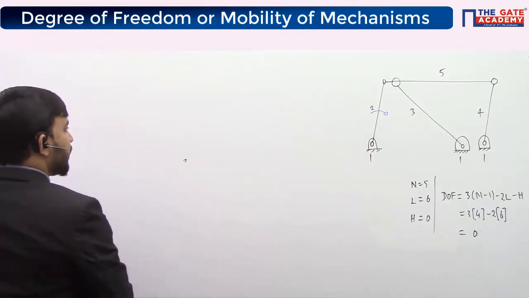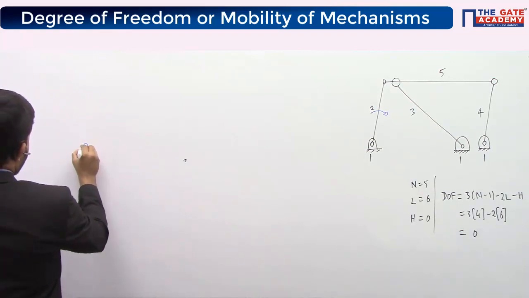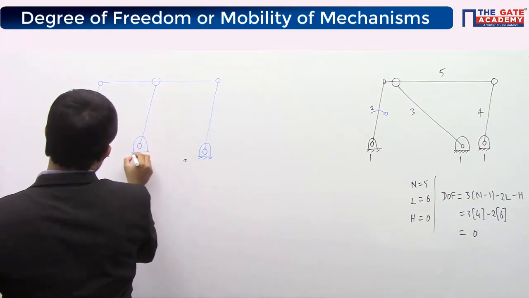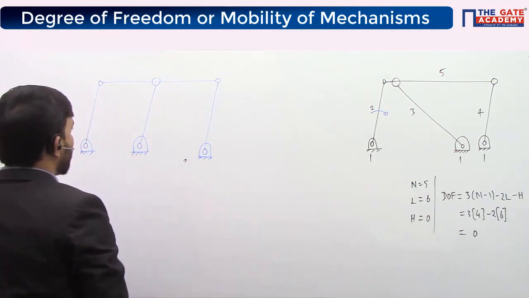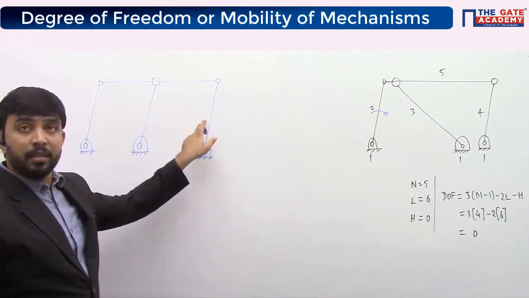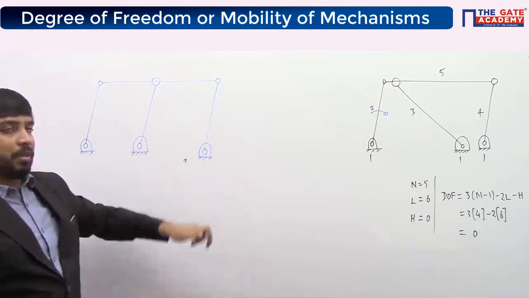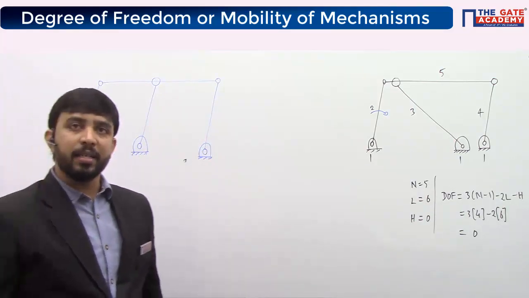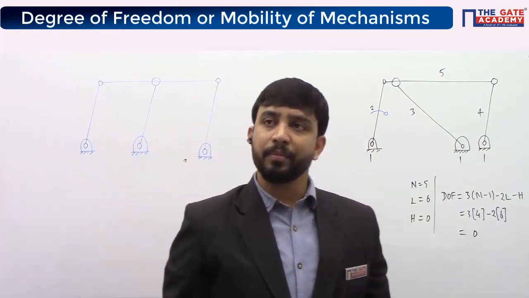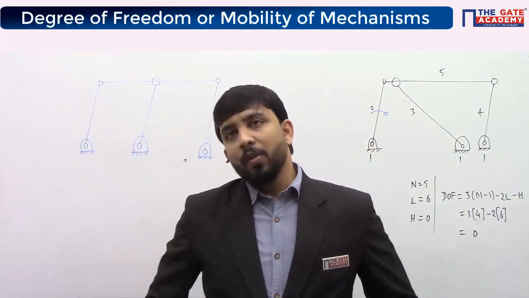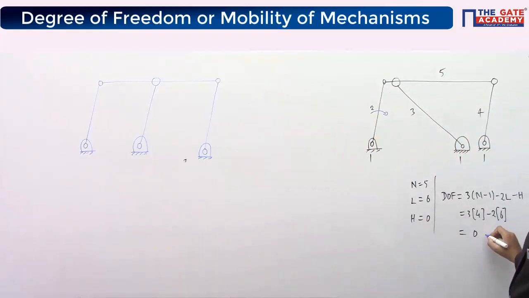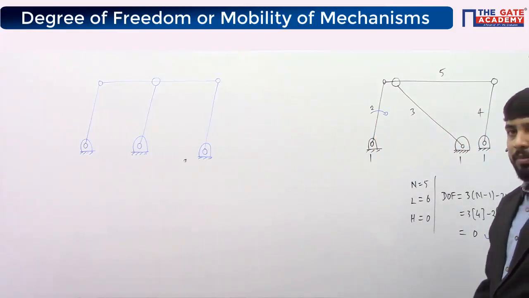So try to calculate degrees of freedom for this mechanism. This mechanism is called a double parallelogram mechanism, okay? These 3 links are of the same length. So try to calculate degrees of freedom for this mechanism. Here degrees of freedom is 0, okay, in this case.